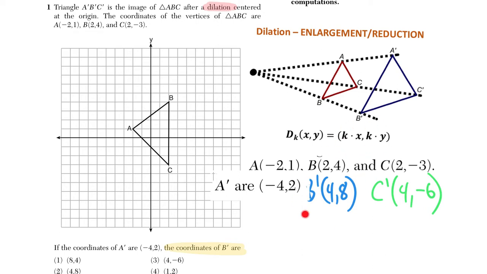Is that an option? Is B prime 4 comma 8? Do we see that here? And certainly we do. The correct answer for question number 1 is option 2.